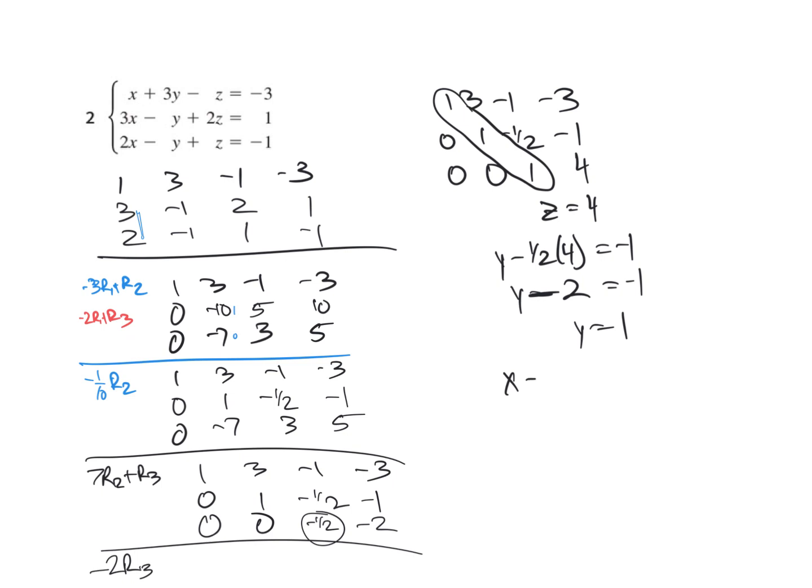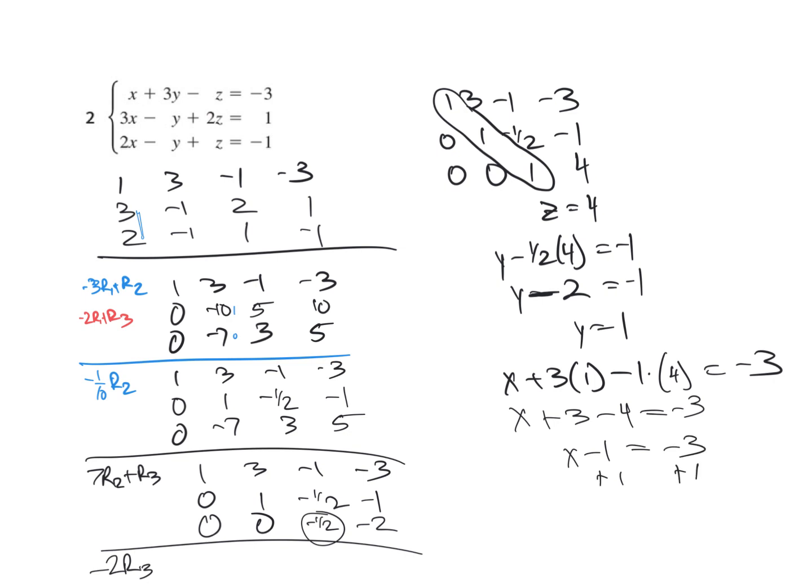And x plus 3 times y minus 1 times z equals -3. So x plus 3 minus 4 equals -3. X minus 1 equals -3. Add 1, and x equals -2. So our answer should be -2, 1, and 4.